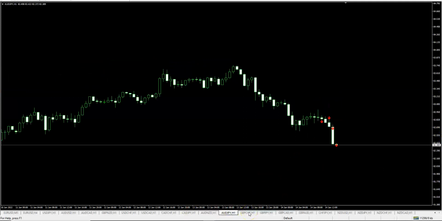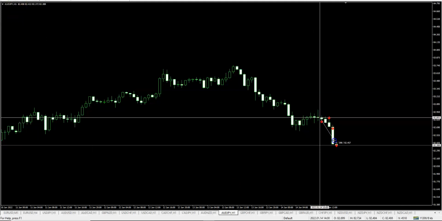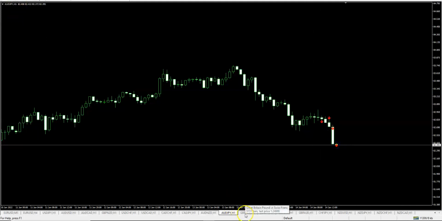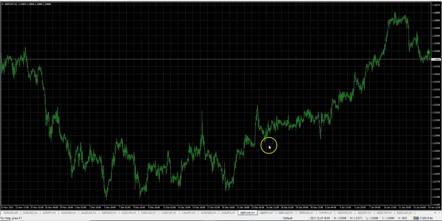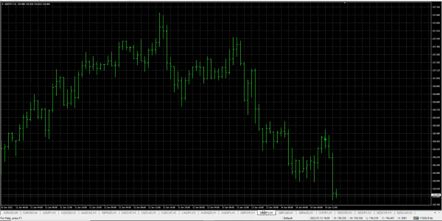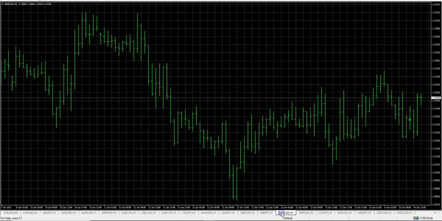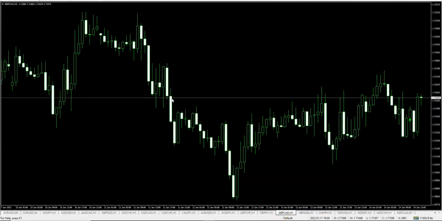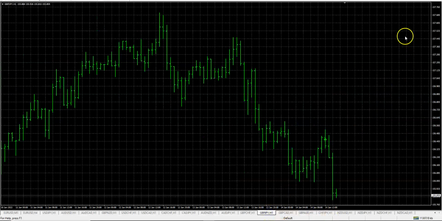This is also down. AUD JPY. This has given you a good move of some 600, 500 points. Now this one minute, yes. So I'll cover all the charts.